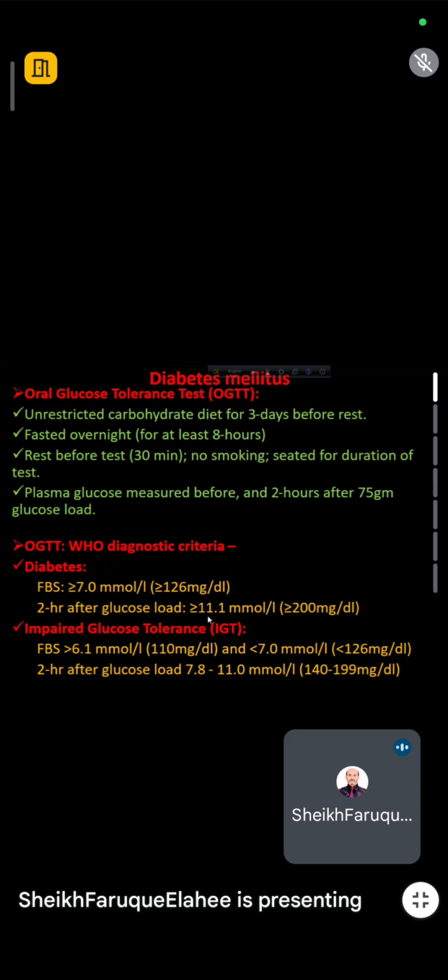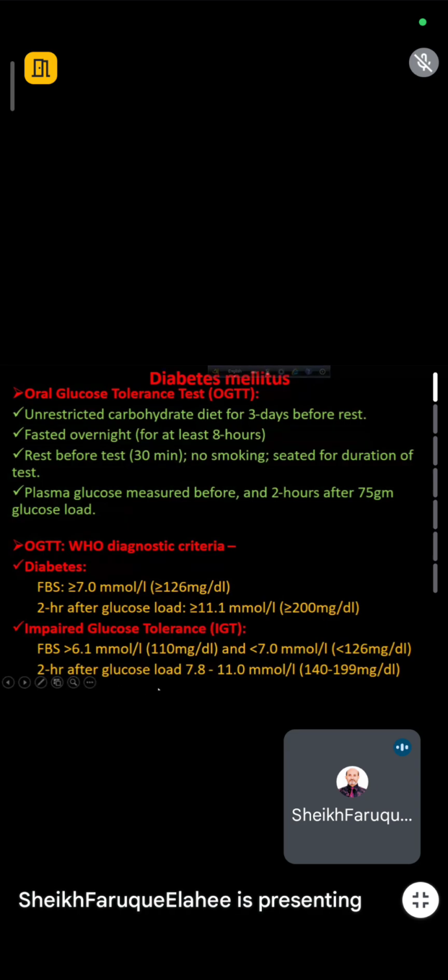Now there is another category, called pre-diabetic or impaired glucose tolerance, IGT. They will say you don't have diabetes, but you are pre-diabetic. What is this? If he has fasting blood sugar more than 6 but less than 7, means 6 to 7 in between, then he is pre-diabetic.